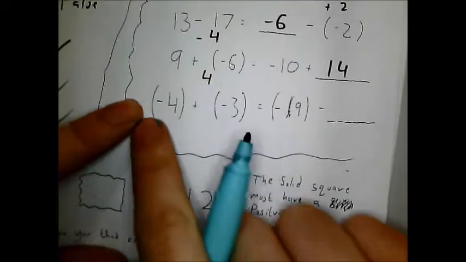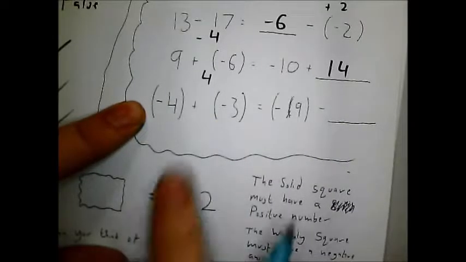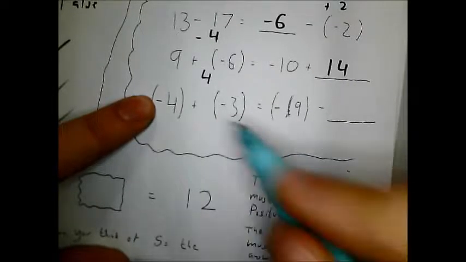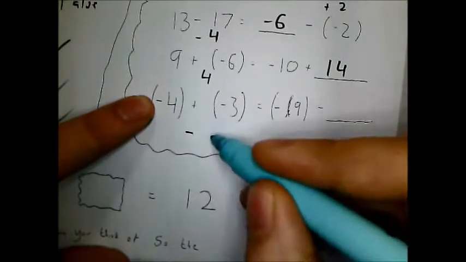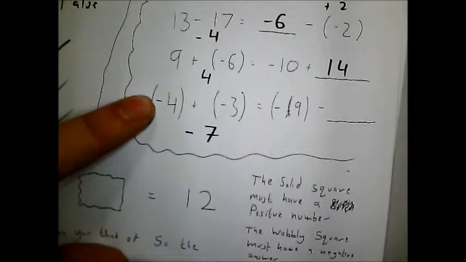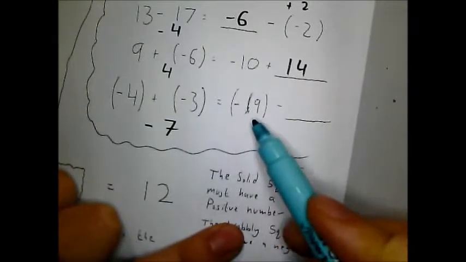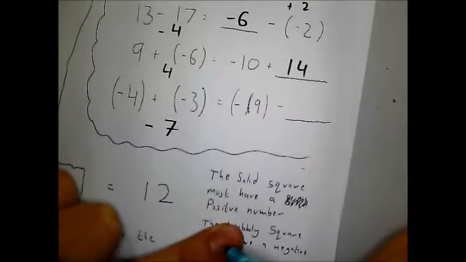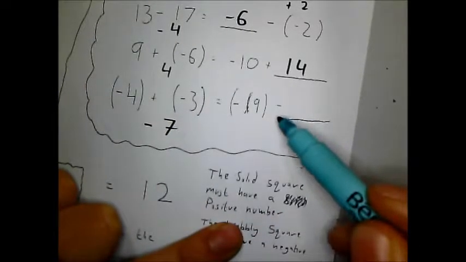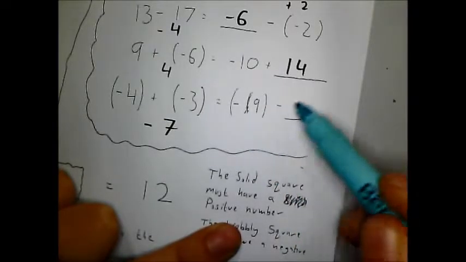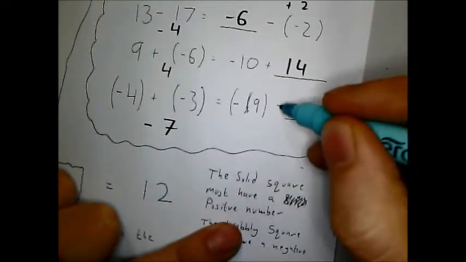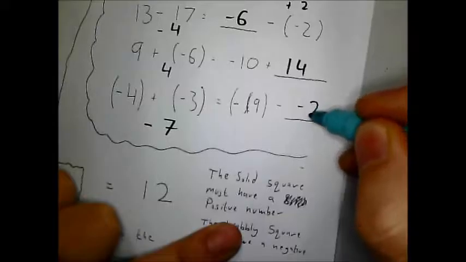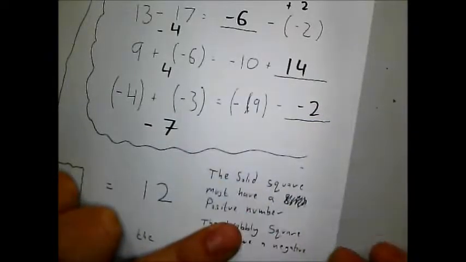Next question. Negative 4 add negative 3. So negative 4 combined with negative 3 gives us negative 7. And then negative 9 take away something will give us negative 7. Well, here I need to be careful. I want to go up by 2 to get to negative 7. And it's got to be a take away, so I want to take away negative 2, so it goes up by 2 to get my final answer.